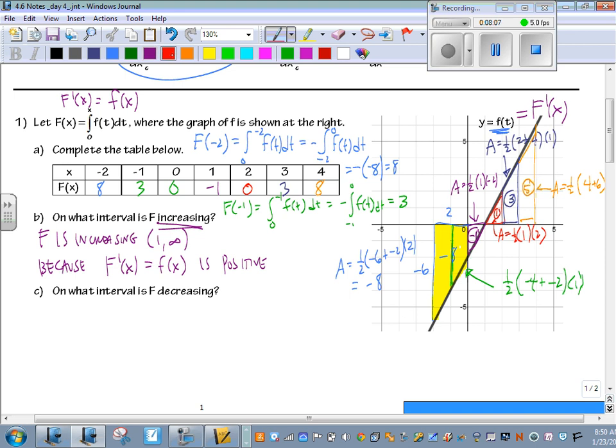Decreasing would be when derivative is negative, and that would be, in this case, just when it's less than 1, right? So f is increasing. Sorry, decreasing. I was just copying. F is decreasing when around the interval from negative infinity to 1, because the derivative of F, which is equal to f of x, is negative.